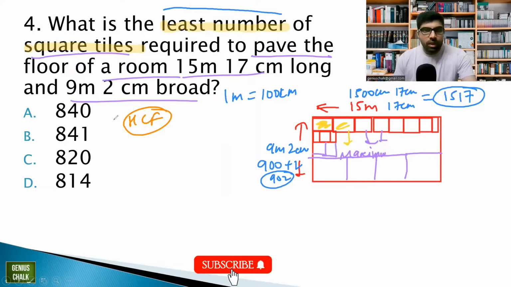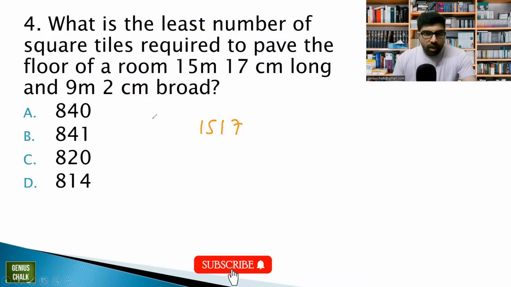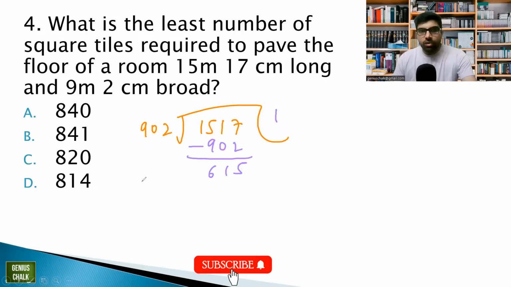So let's find it. We have 1517 and 902. We know the best way to solve this is the division method, because the difference method would take some time. So let's solve using this one. 902 ones are 902, and it becomes 615 as the remainder.